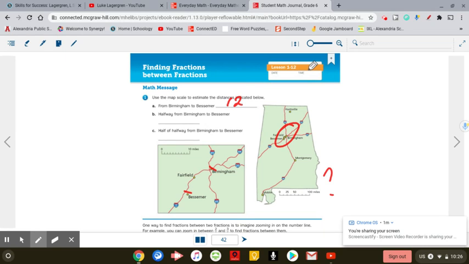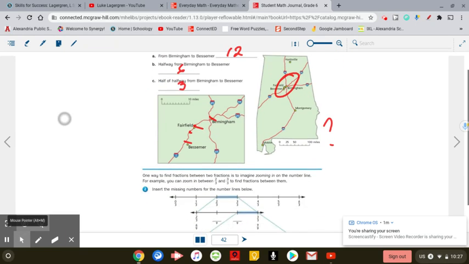Halfway would probably be 6 miles. And then half of halfway would be 3 miles. So it's understanding that probably Fairfield's somewhere in the middle, and halfway to that would be somewhere in there. So it's looking half of half of half. And that's going to come up handy here in a little bit.